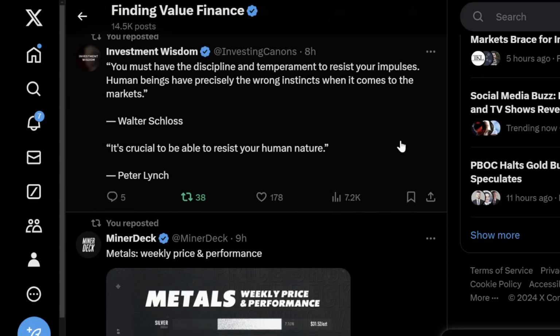You must have the discipline and the temperament to resist your impulses. Human beings have precisely the wrong instincts when it comes to the markets, says Walter. And another one from Peter Lynch says, it's crucial to be able to resist your human nature. Again, all of these quotes are from an emotional control standpoint, discipline, and psychology. And that is a huge aspect of investing. If you want to buy low and you want to sell high, a lot of it deals with your emotions and your psychology, less so than your logic, and then being able to sit and do nothing.